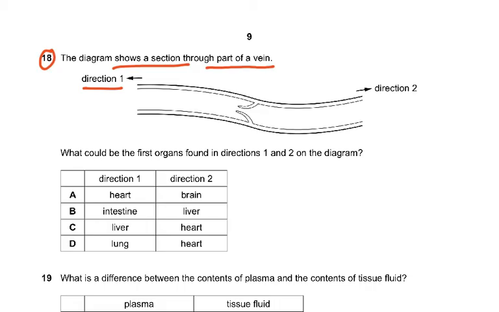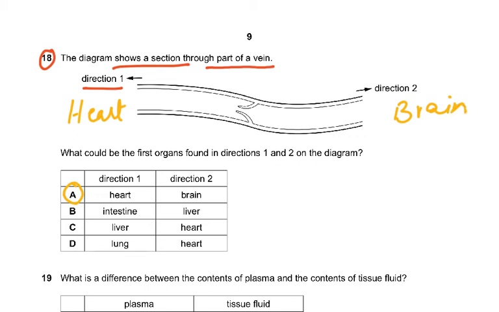The diagram shows a section through part of a vein, direction 1, direction 2. Now, a very easy way to do this would have been to mark direction 1 and direction 2. So let's use two different colors and then we can figure this out better. In direction 1, if I write here heart, and if I write here brain, the first A.